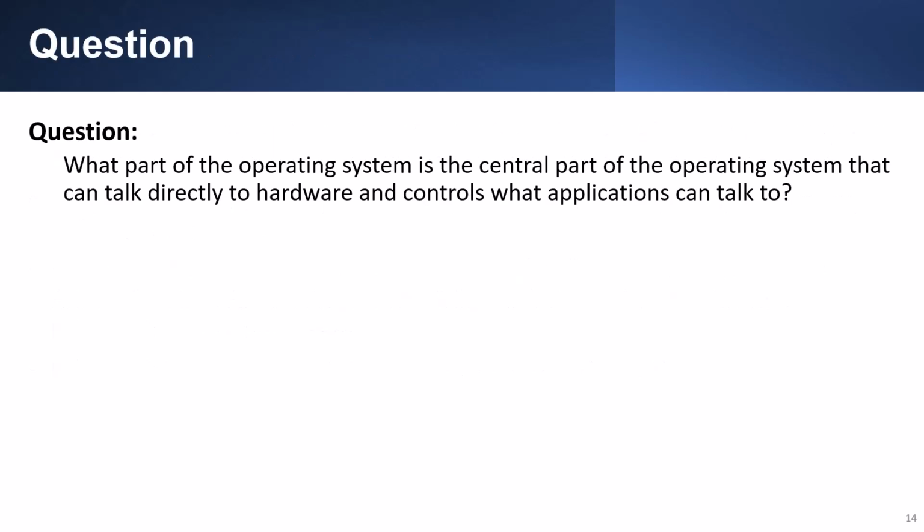Question: what part of the operating system is the central part of the operating system that can talk directly to the hardware and controls what applications can talk to? Answer: the kernel. Remember, the kernel mode is the most protected part of the software. For example, an application cannot talk directly to the hardware. To control what the application can talk to, the application has to go through the operating system kernel.